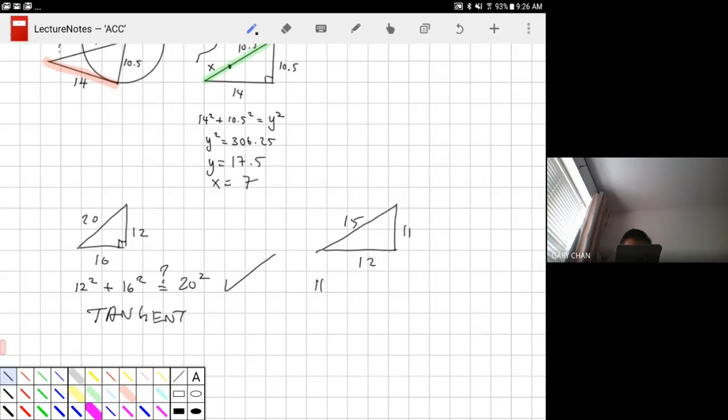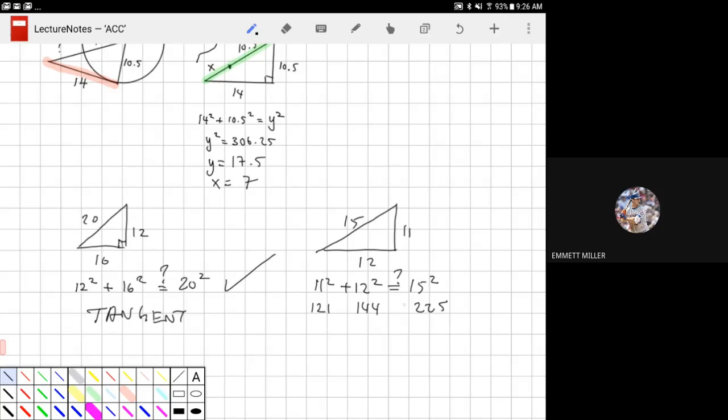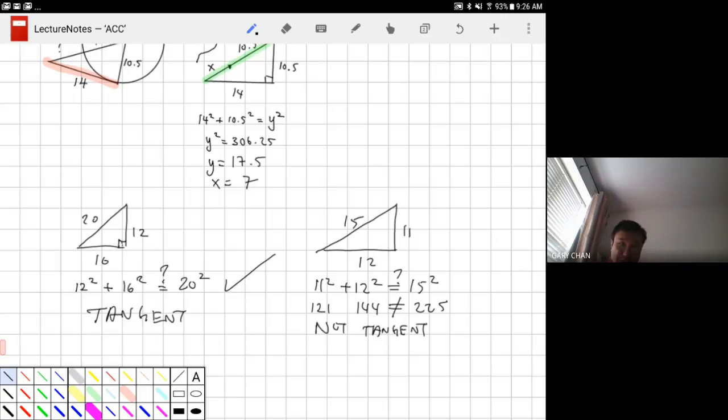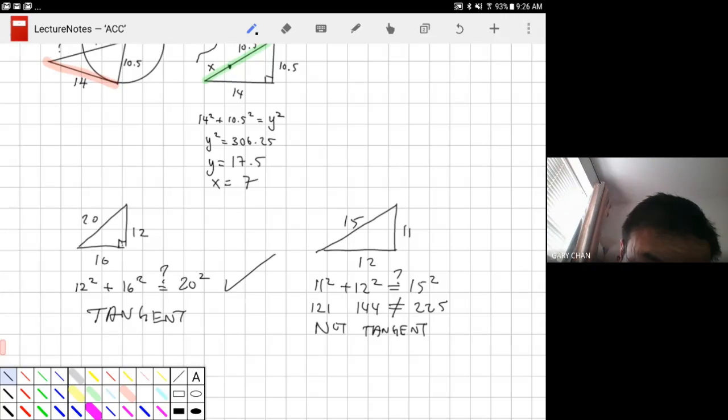So 11 squared plus 12 squared, is that indeed equal to 15 squared? 15 squared is 225. 12 squared is 144. 11 squared is 121. That'd be 265. That's not right. 265 and 225 are not the same. This is not tangent. All right, let's move on to the next one.